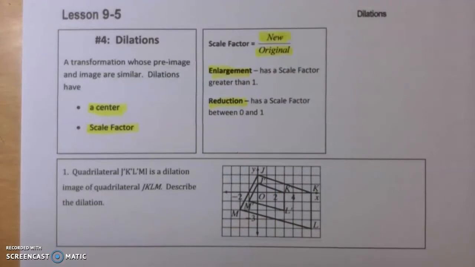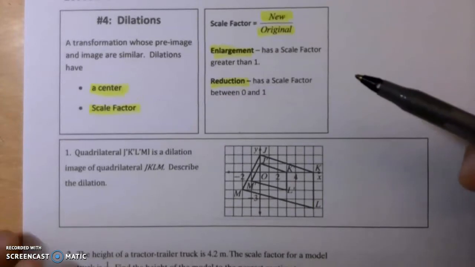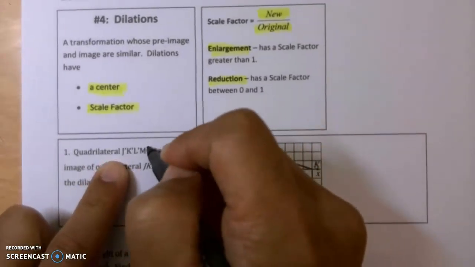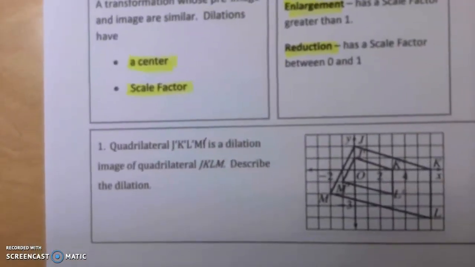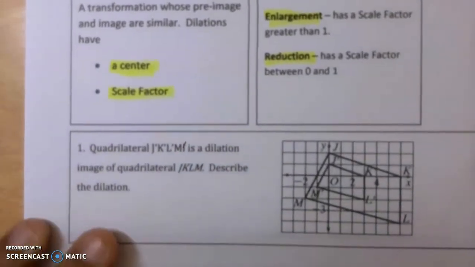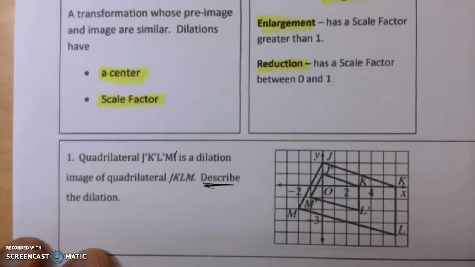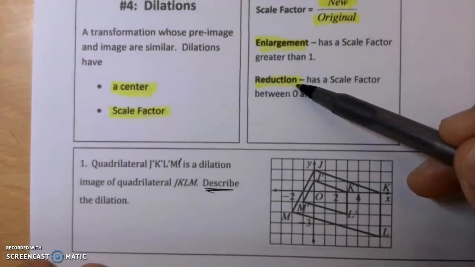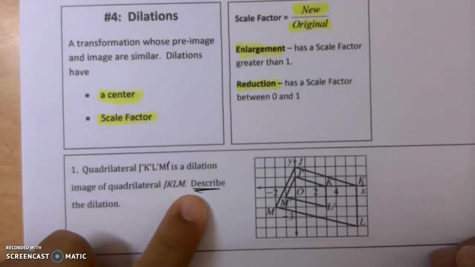Okay, let's go into problem number 1 here, and we'll show dilation work. It says quadrilateral J prime, K prime, L prime, M prime is a dilation of quadrilateral JKLM. Describe the dilation. Now, when they ask us to describe the dilation, they want two things, really. They want the scale factor, and they want, is it an enlargement or a reduction? So we're going to be doing two things when we're asked to describe.